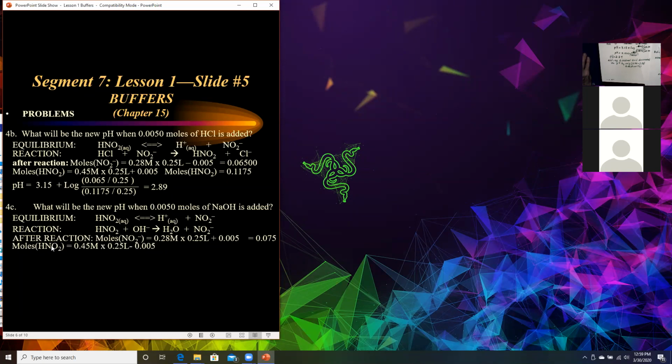But the moles of nitrous acid, we had 0.45 times 0.25. That's the number of moles of nitrous acid. But we're going to use up 0.005 in reacting with the 0.005 moles of hydroxide ion. And the new moles will be 0.1075. So if we do now our Henderson-Hasselbalch equation for this one, we've got 3.15 is the pKa of the acid that was given way back in an earlier problem.